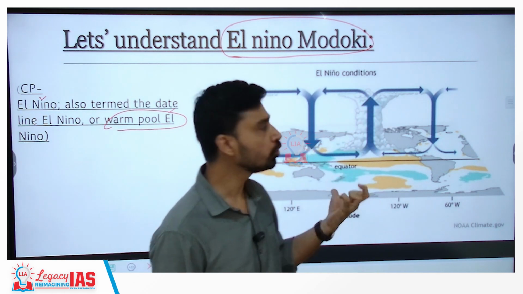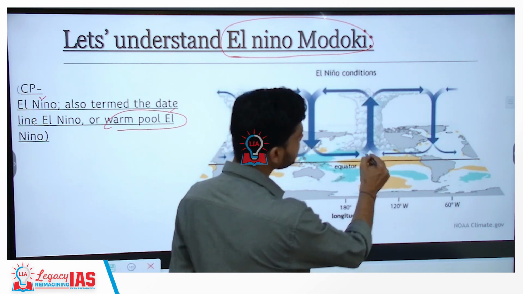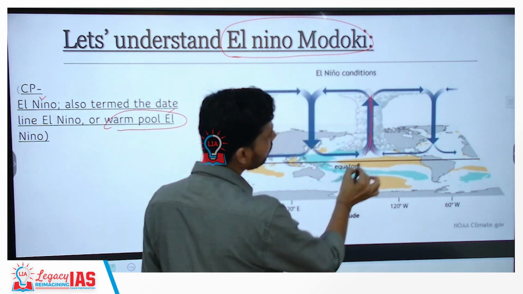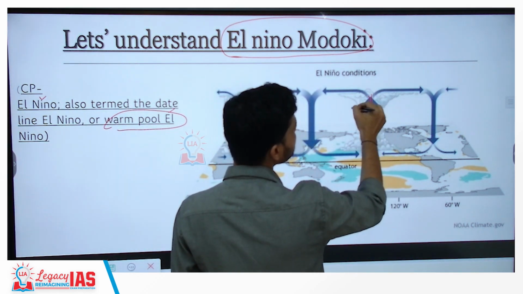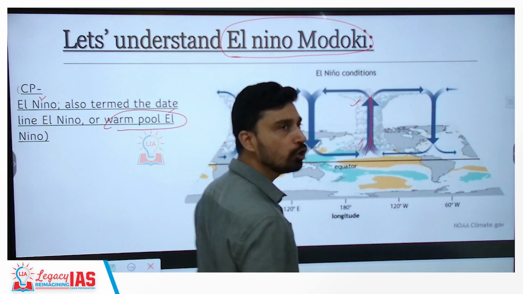While in El Niño Modoki, this rise does not happen in the Eastern Pacific. The rise of the air happens in the Central Pacific region. And as the air rises around the Central Pacific, as you can see, we'll have heavy tall clouds that will develop here. Heavy rainfall you'll observe here.